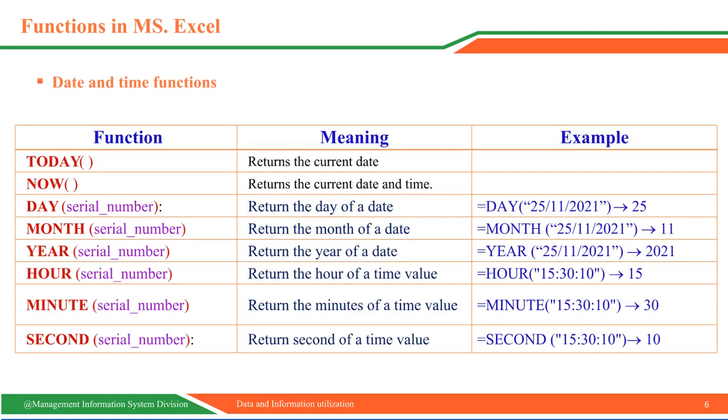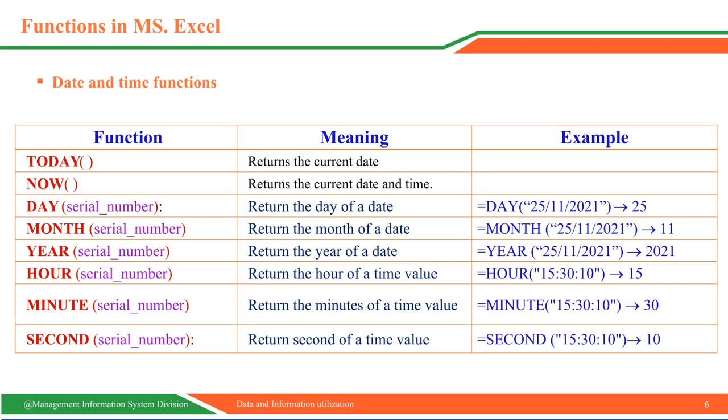Time-related functions have the following meanings. TODAY returns the current date. NOW returns the current date and time. DAY returns the day value. Example: DAY November 25th, 2025 returns 25. MONTH returns the month value. Example: MONTH November 25th, 2025 returns 11. YEAR returns the year value. Example: YEAR November 25th, 2025 returns 2025.